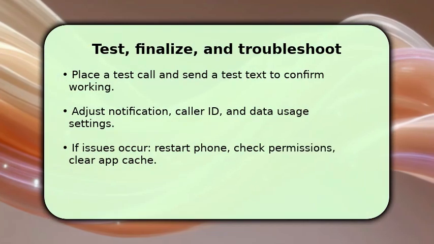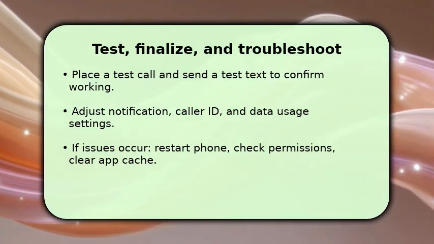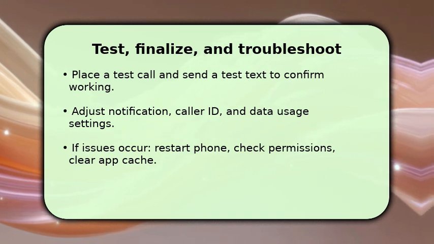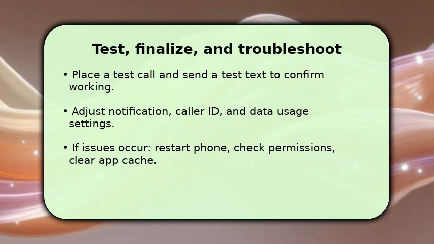Finish by testing everything. Place a call and send a text from another phone to confirm incoming and outgoing work. Then fine-tune notifications, caller ID, and data usage so voice behaves on cellular and Wi-Fi.